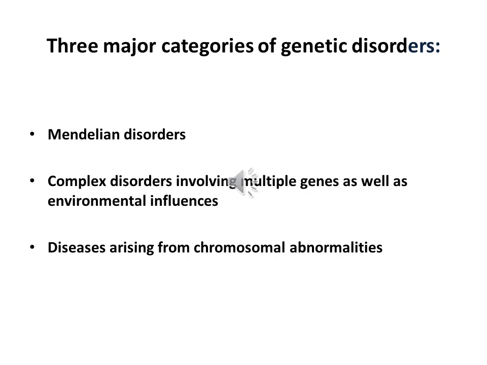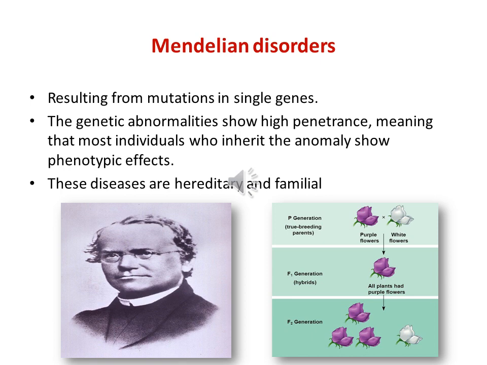Genetic diseases can be categorized in three major groups: Mendelian disorders, complex disorders which are affected by multiple genes and environmental factors, and chromosomal abnormalities. The Austrian monk Gregor Mendel established many of the rules of heredity by crossbreeding of plants in his garden. Now we use them as autosomal dominant, autosomal recessive, and X-linked disorders. They are a consequence of single gene mutation and transmitted through the generations.